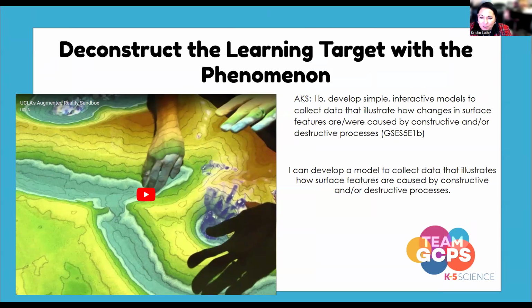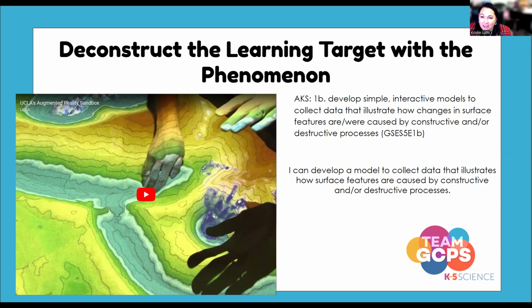We know that we show our students a phenomenon because we want them to engage in those real world problems. We want them to get super excited about what they're seeing and super excited about what they're about to learn in science. And when we take our learning target and deconstruct it with our students, we are finding that students are able to ask those better questions because they have a better understanding of what they're about to learn.